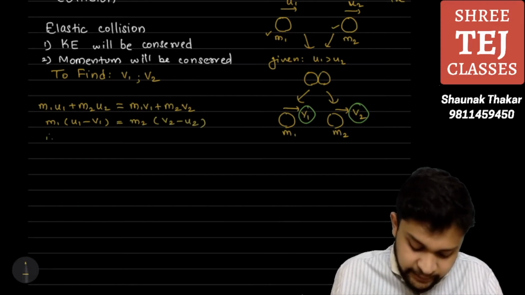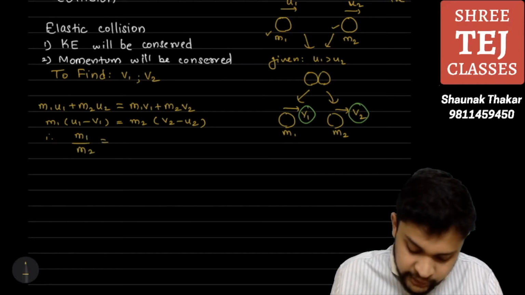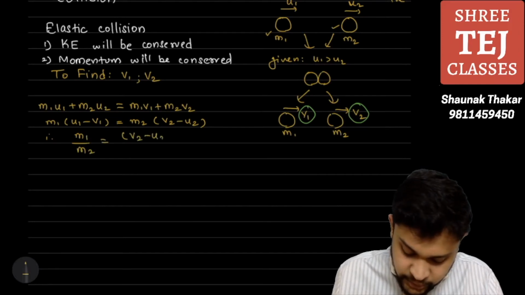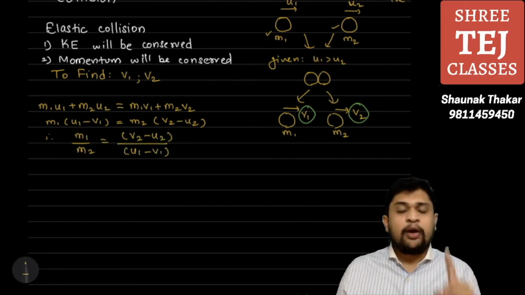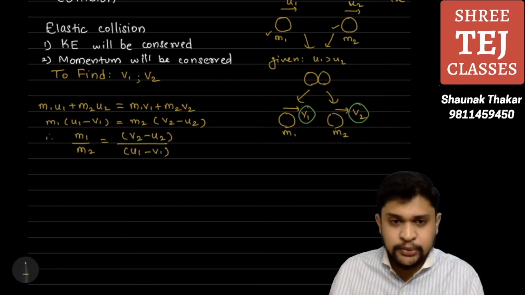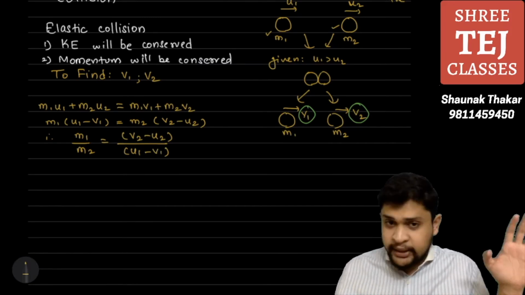So we will get m1 (u1 minus v1) equal to m2 (v2 minus u2). So we will get m1 upon m2 to be equal to (v2 minus u2) upon (u1 minus v1). Keep track of u, v and 1 and 2. Otherwise it will get extremely confusing.